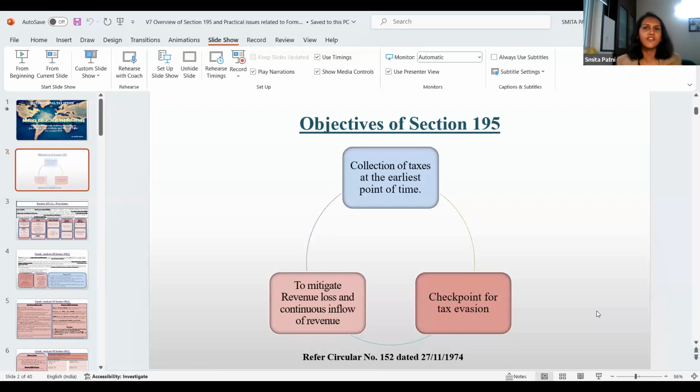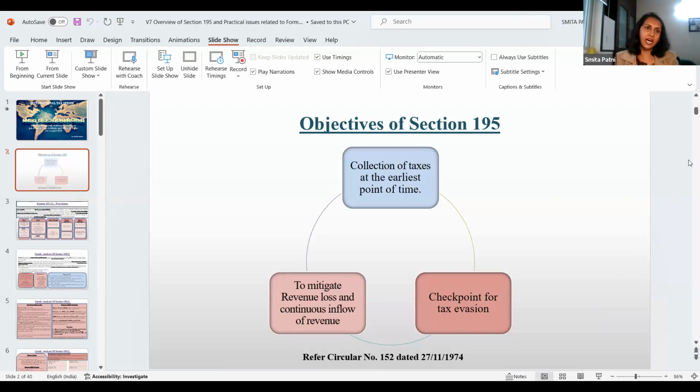So the main objective of bringing this section by the Income Tax Department was that once a payment is made to a non-resident, generally that income is repatriated outside India. So the department wanted to collect taxes at the earliest point of time, that is, as soon as the income accrues to a non-resident or the payment is made to a non-resident. To ensure that the collection of taxes was done at the earliest point of time, that was one reason.